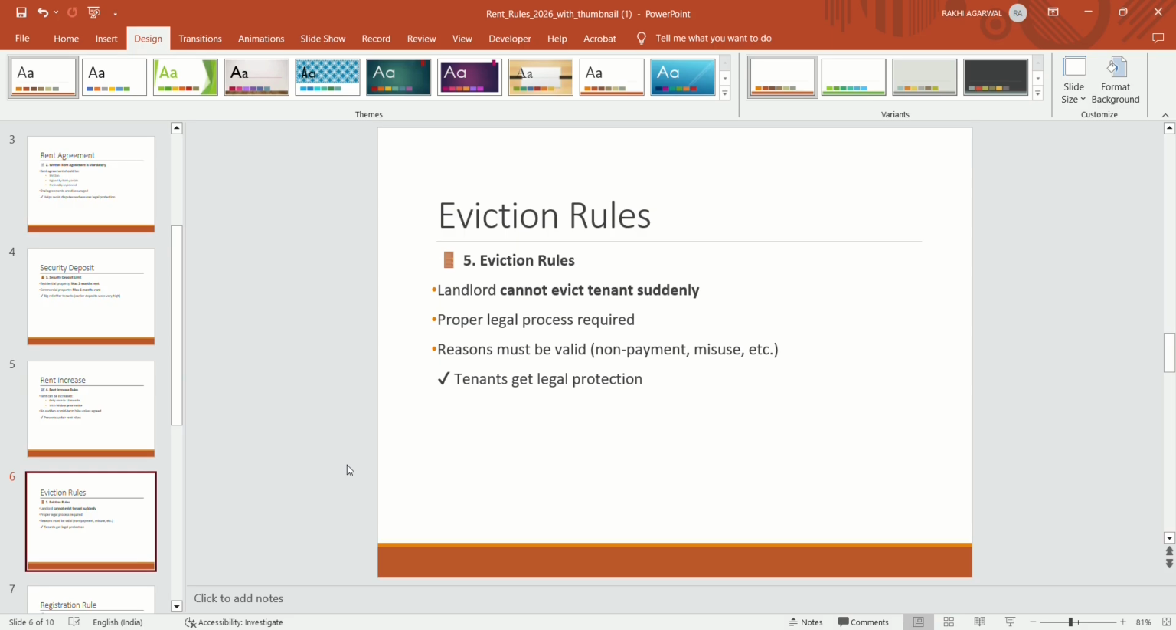Eviction rules. A landlord cannot evict a tenant suddenly. A proper legal process is required, and the reason must be valid, such as non-payment, misuse, etc. The tenant gets legal protection.